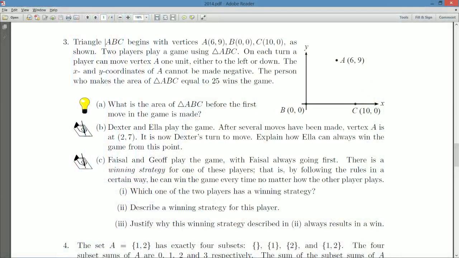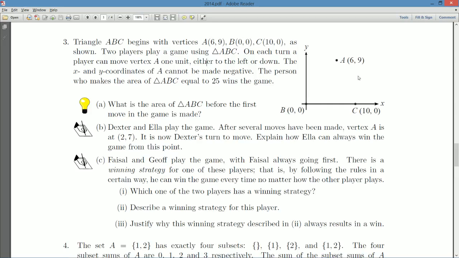So triangle ABC begins with vertices A at 6, 9, B at the origin, and C at 10, 0, just as we've shown here. Two players play a game using triangle ABC. On each turn, a player can move vertex A 1 unit, either to the left or down, so left towards the y-axis or down towards the x-axis. The x-coordinate and the y-coordinate of A cannot be made negative. The person who makes the area of triangle ABC equal to 25 wins the game.